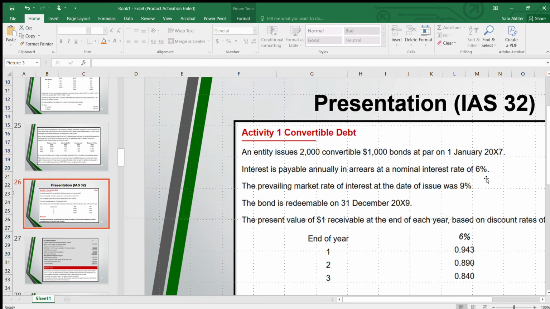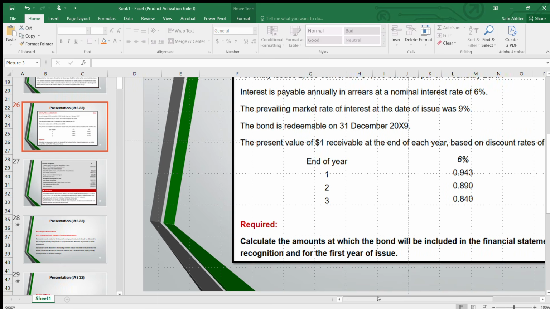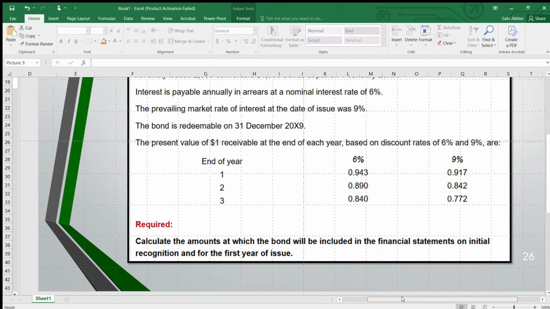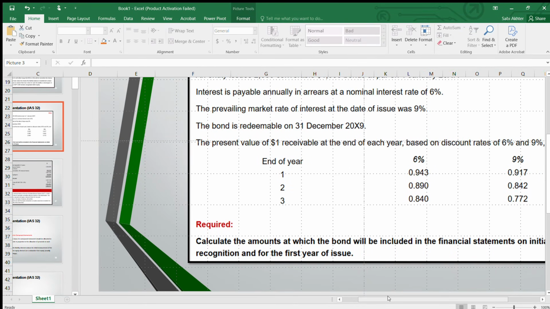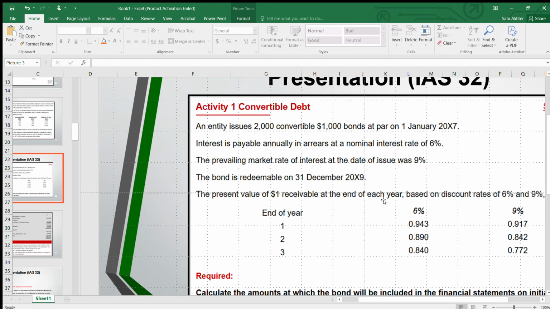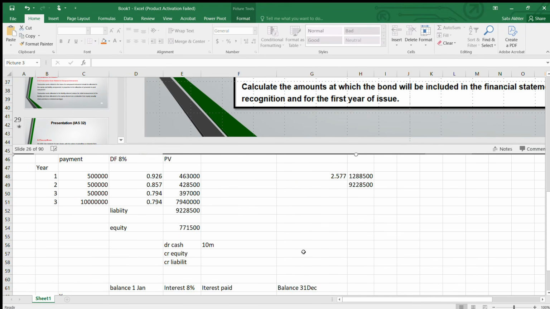So now, here we don't have to do the same thing that we have done for example 2, that is drawing up the 3 columns. Why? Because here they just told you to calculate the amount at which the bond will be included in the financial statements on initial recognition and for the first year of issue. So now, first let us find out the present value. You can do this in one line. Find out the present value of the principal that will be repayable. Remember the principal amount, 2000 into 1000, is 2 million.